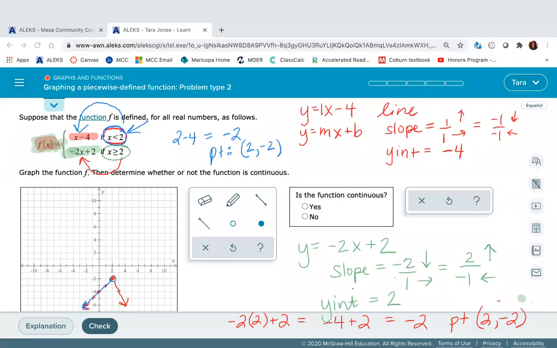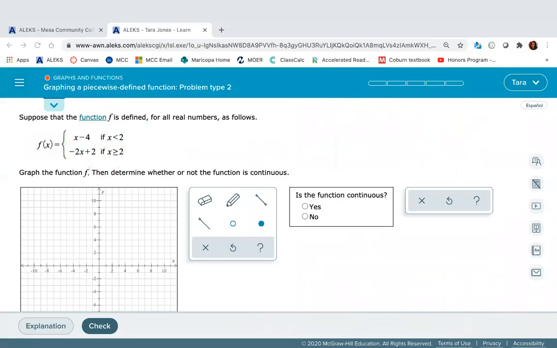So once you have it graphed by hand and have an idea of what this looks like, then I think it's far easier to use the Aleks tools to graph this. So let me go ahead and clear out all of my drawing, and I will switch over now to the Aleks tools.